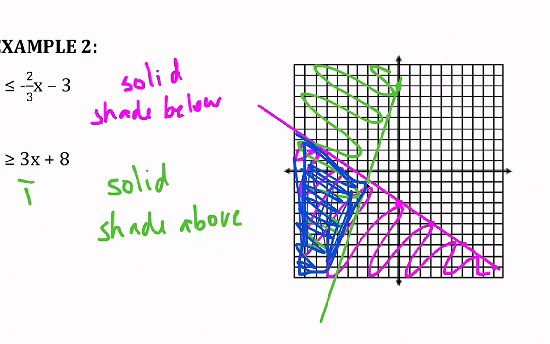And let's talk about this point of intersection right here. Remember, it has to work for both lines. Well, the green line is solid, so it works for the green one. The pink line is solid, so it works for both of them. So this point is a solution. So this point, any of this way, and anything in this dark shaded region are solutions.